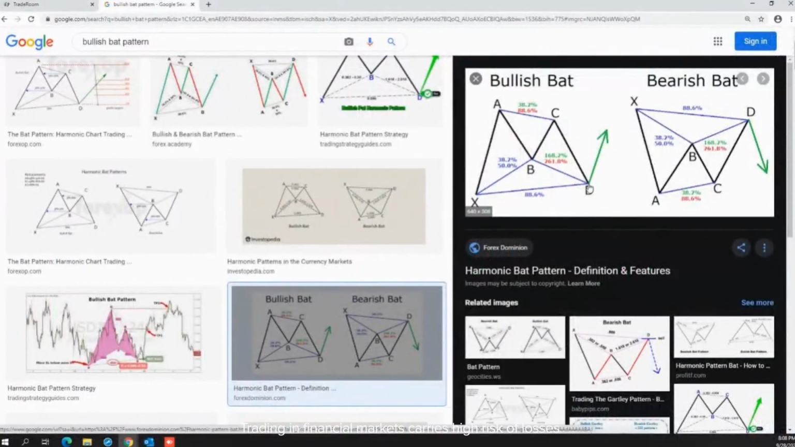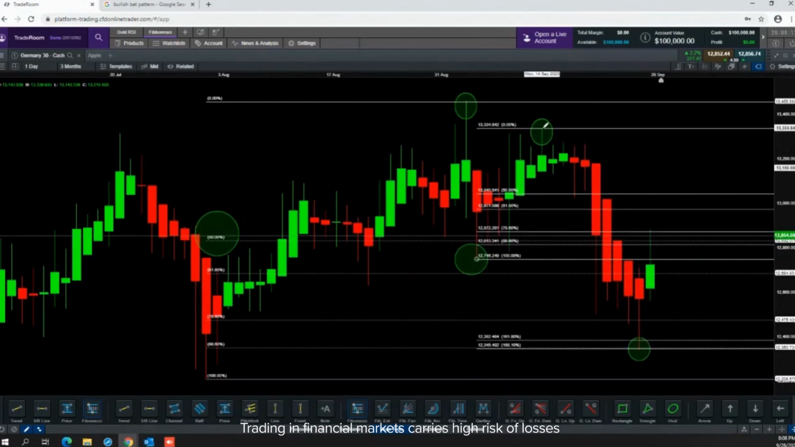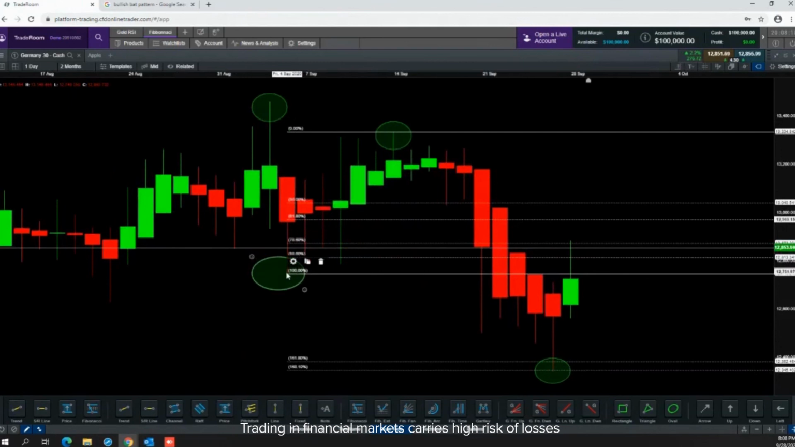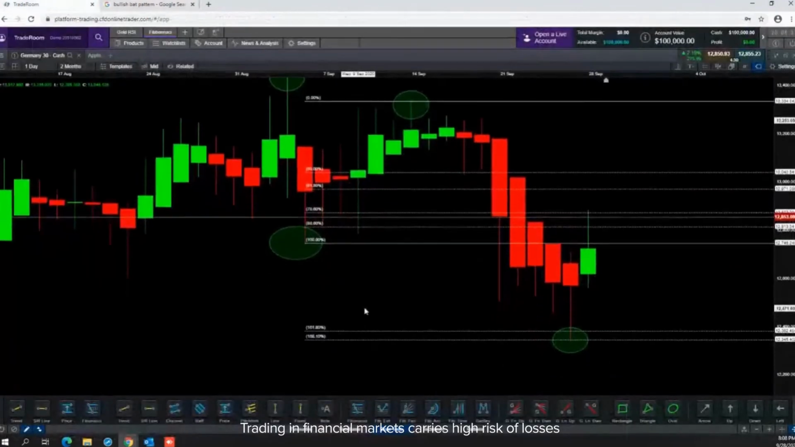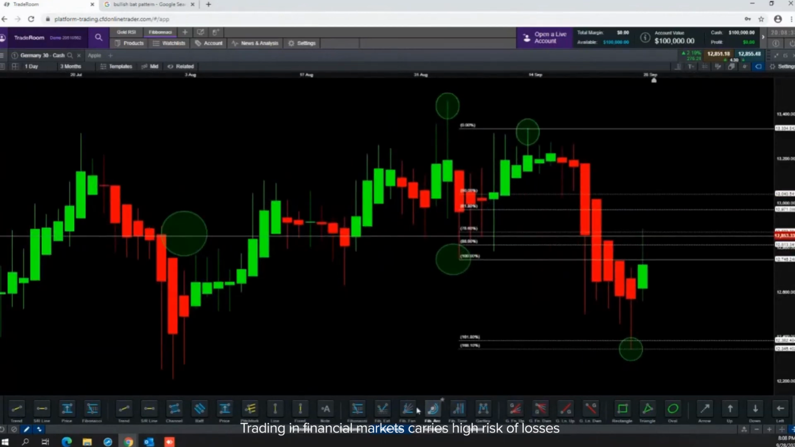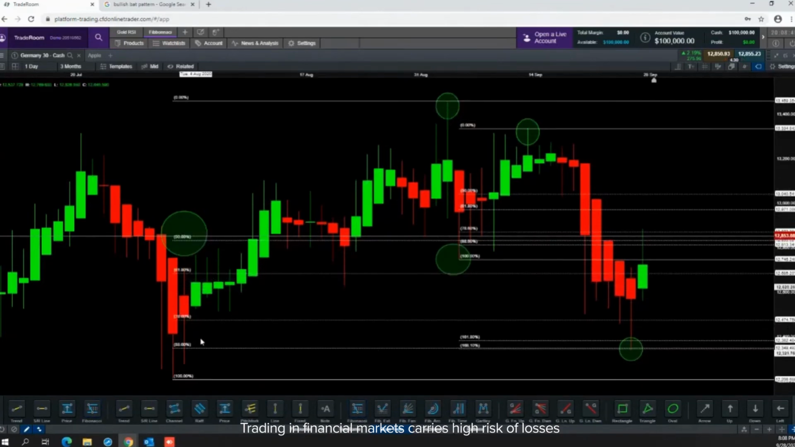Just for me to double confirm, I will also check my B and C. So let me close this. As per B and C, I'm going to take from this point to this point here. It is showing 161.8 or 168.1. So as per the bullish bat, it needs to be at 168.2. So we are somewhere there, 168.1, 168.2. So this is colliding, whereas X and A has to be at 88.6, also has converged.